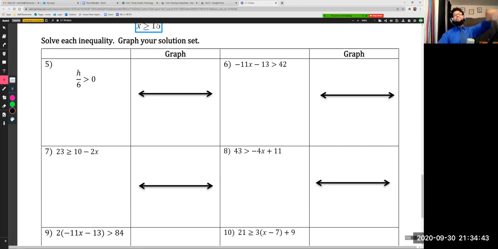So let's start to solve this one. This one says h over 6 is greater than 0. This 6 is dividing this h, so I'm going to do my opposite operation. Pow, times 6 times 6. And what I'm left with is this h on this side. 0 times 6. We all know 0 times any number is 0. So h is greater than 0.